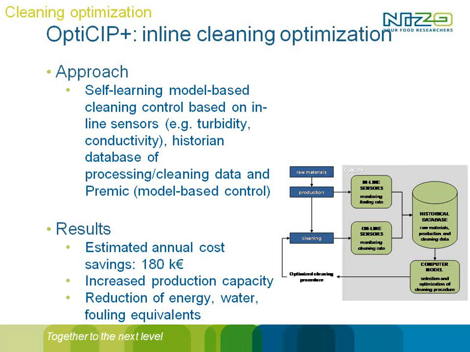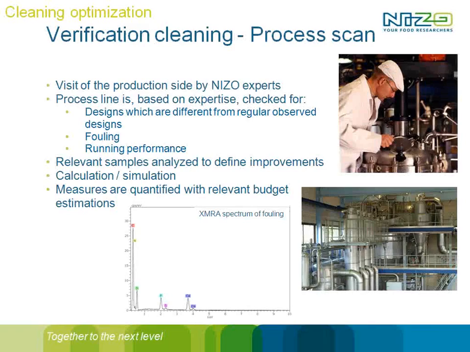Using this completely automated control, we estimated an annual cost savings in one pilot project of 180,000 euros a year, meaning more production capacity, reduction of energy, water, and fouling equivalents. We've optimized our process, we've optimized our cleaning procedure. One thing remains: always check it from the inside.